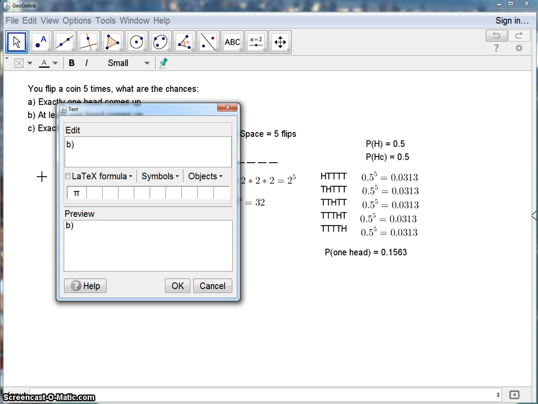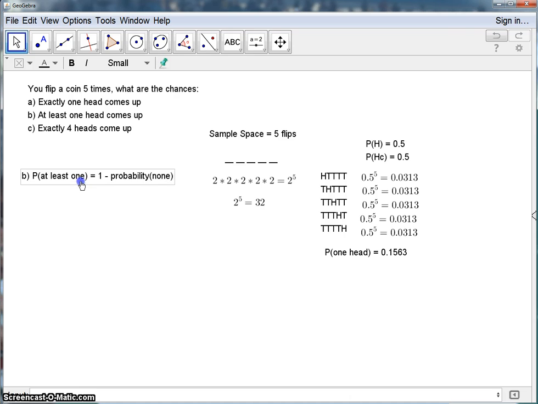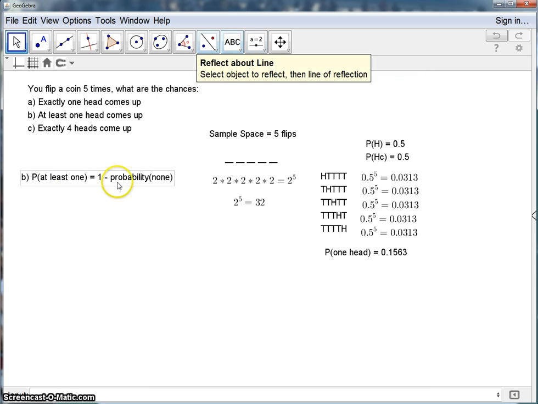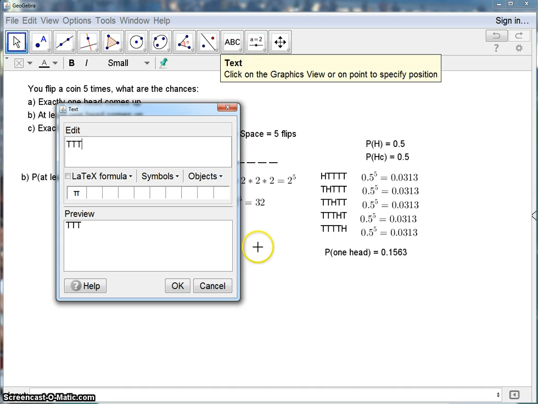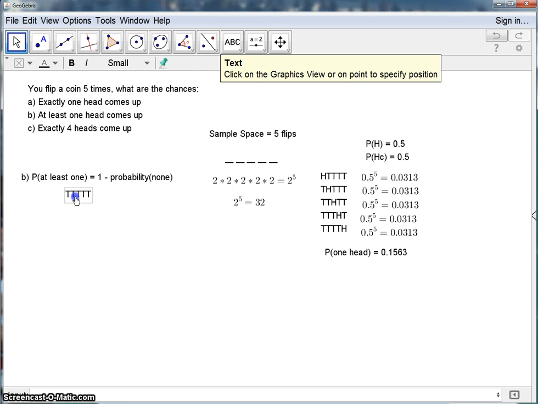But if not, the probability of at least 1 is equal to 1 minus the probability of none, right? Because the opposite of at least 1, the complement, is that you get none. So if we start with 1 and subtract the chances that we get none, that gives us the probability of getting at least 1. Now the probability that we flip no heads is easy. It's tail, tail, tail, tail, tail. That's the only way to do it, right?